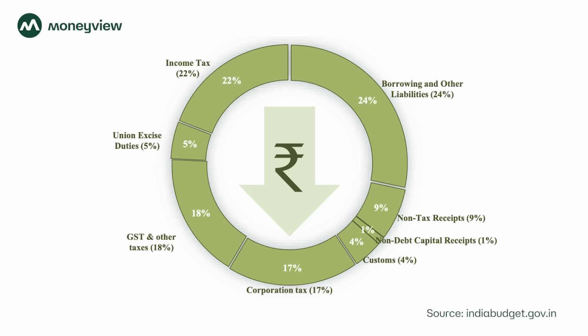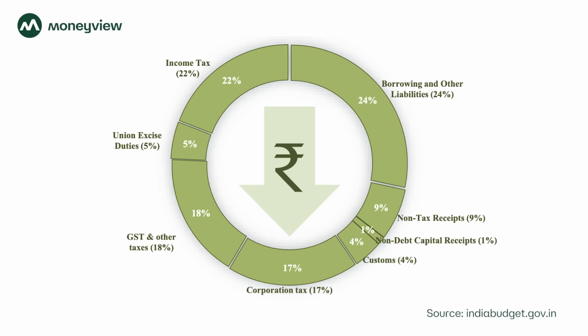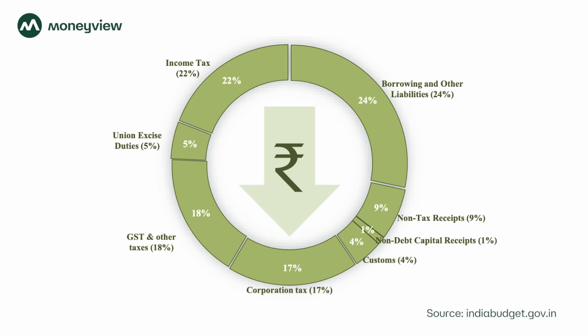The next is the non-debt capital receipts. These are basically capital receipts which the government gets by selling assets which it owns. For example, few years back the government sold Air India. That would be classified as non-debt capital receipt. Then comes your customs duty, which is about 4%, and then corporation tax, 17%. Corporation tax is what any business pays as tax at the end of the year. And then the GST, 18%, and finally 5% central excise duties.